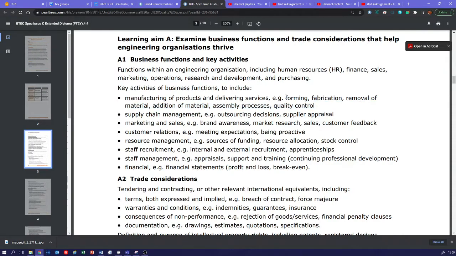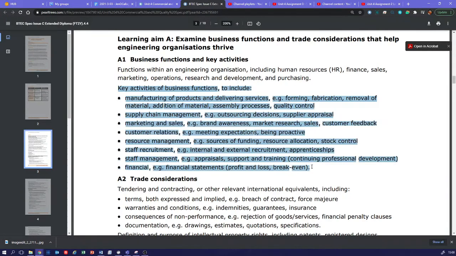Okay, so this here is a hint as to what might be good to go in your answer, to go in your report. Supply chain management. Well, what do they do, and how do they do it? Well, it's outsourcing decisions, supplier appraisal. What do those things mean? Maybe you need to find out and talk about them in your answer. So that's possibly quite a useful thing to have a look at. Okay, right.